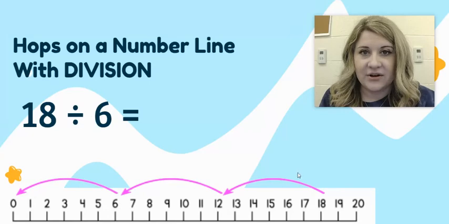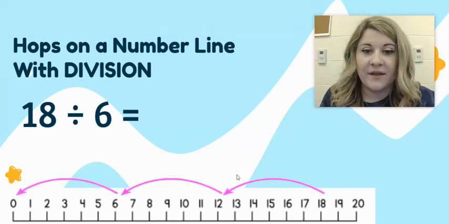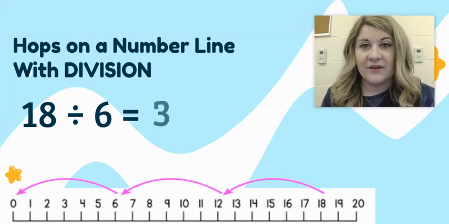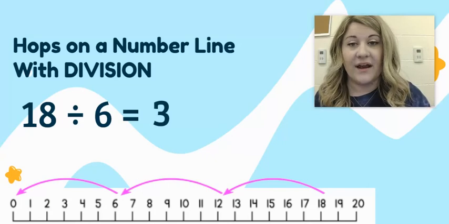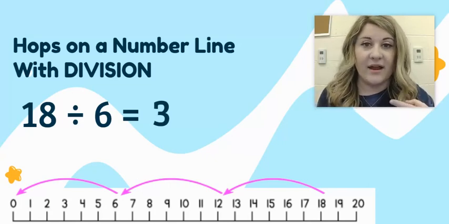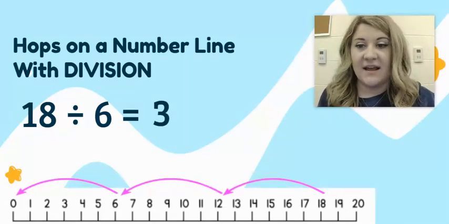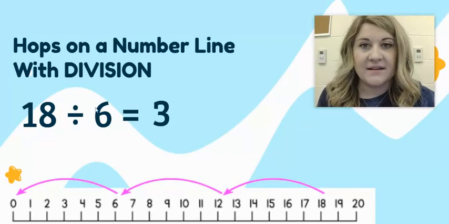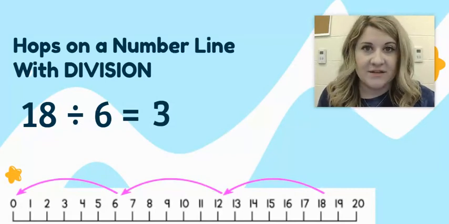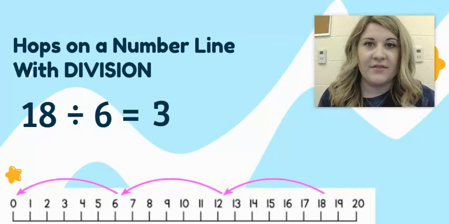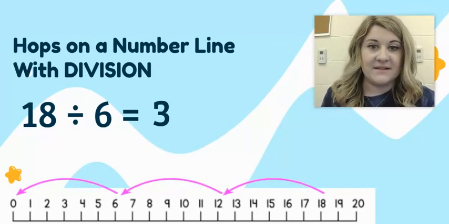And then our answer is not 0, it's not 18, it's not 6, it's how many hops there are. It took us 1, 2, 3 hops to get to 0. So that is how you do hops on a number line for division. You're hopping down the number line. We're basically subtracting the second number again and again until we get to 0, just like repeated subtraction, except without the subtracting part, and we are hopping instead.